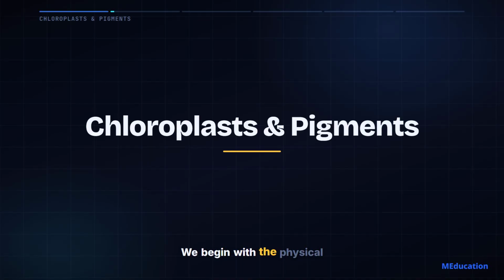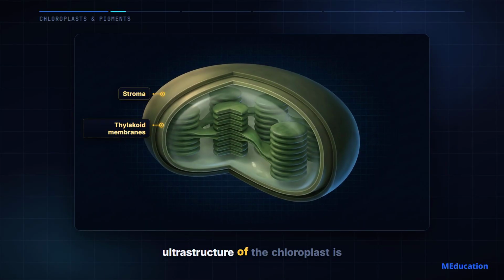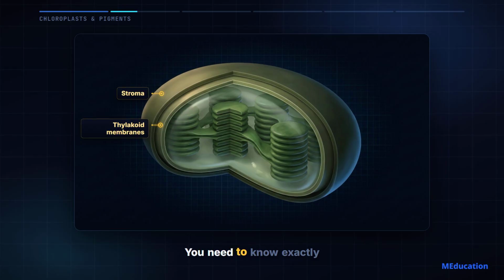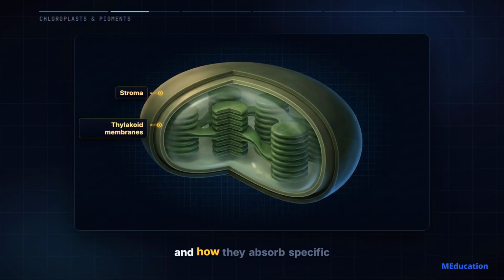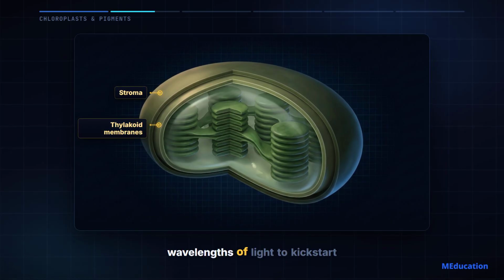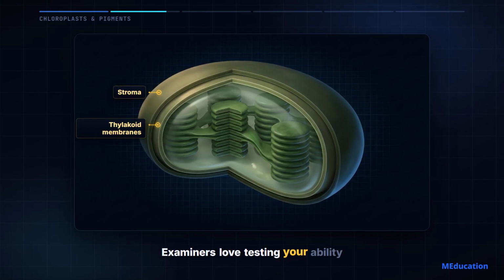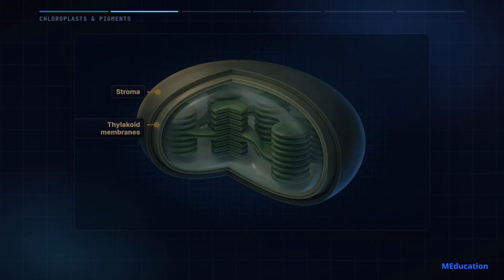We begin with the physical machinery. You will explore how the ultrastructure of the chloroplast is perfectly adapted for its job. You need to know exactly where the primary and accessory pigments sit and how they absorb specific wavelengths of light to kickstart the whole process. Examiners love testing your ability to identify these structures from electron micrographs.